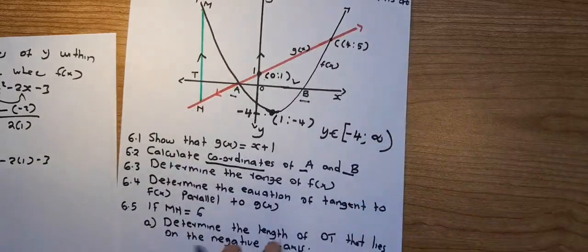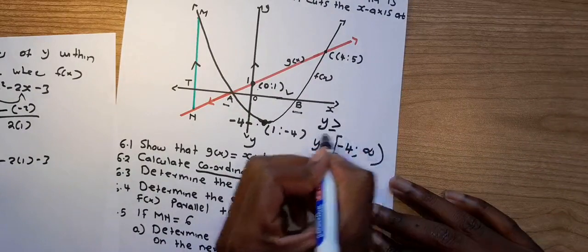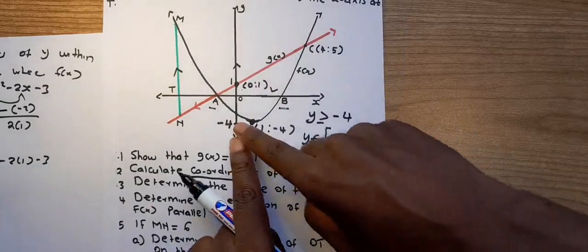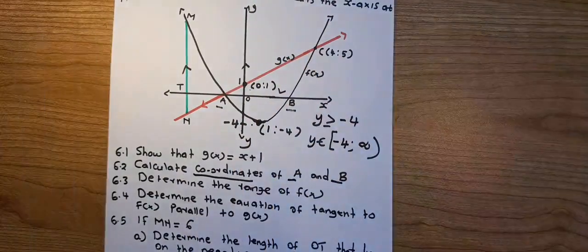Now, let's actually come here. The other way you can just say y is greater than or equal to negative 4. From negative 4 upwards, f(x) exists, right?